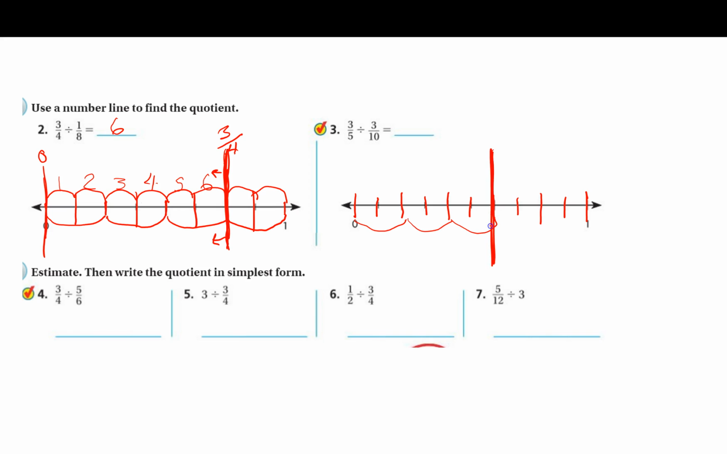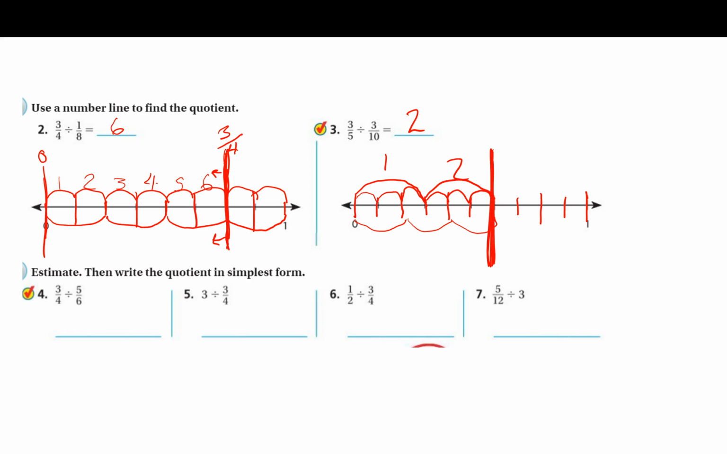Okay, but again, I'm only going to right here. So I want to see how many 3/10ths are in 3/5. So here is 1/10, but I want to know how many 3/10ths. So there's 1, 2, 3. So all of these together would be 1 3/10ths, and then 1, 2, 3. All of these together would be 2 3/10ths. So there are 2 3/10ths, or there's 3/10ths twice in 3/5.